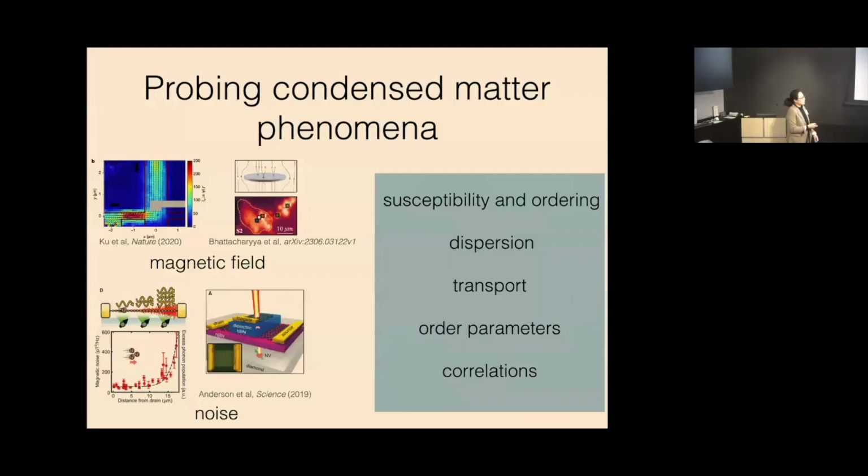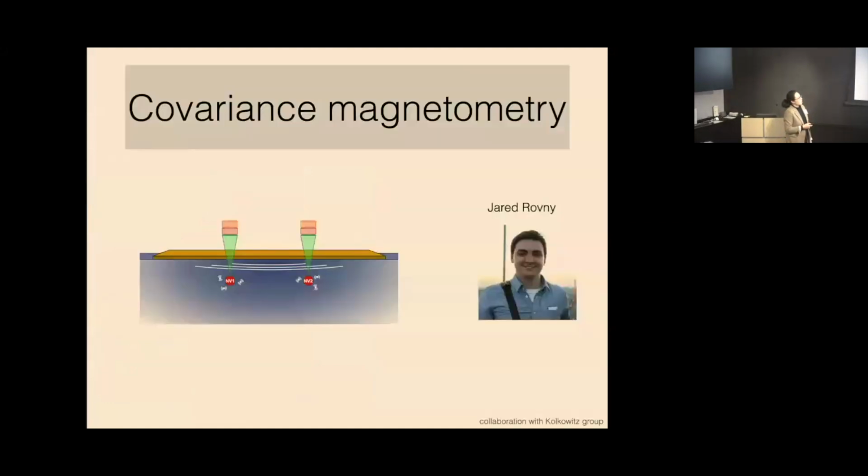So we became interested in trying to come up with some sensing modalities that connected a little bit more concretely to the types of things that condensed matter theorists care about. The thing that really jumps out here is, can we measure a correlation function using NV centers if we do things a slightly different way? Okay, so I'll talk about two different ways to measure correlation functions. The first is covariance magnetometry.